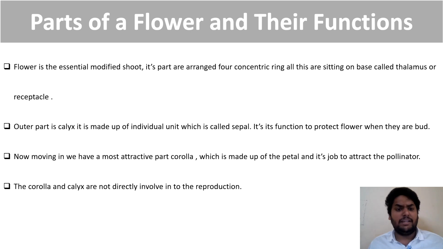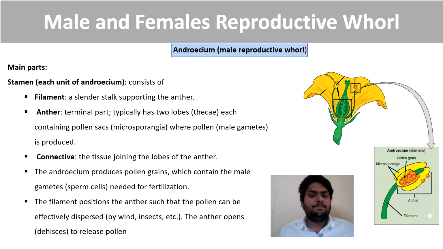What I am explaining, all these things are in notes form. So this is the male reproductive part, and the main part is the stamen. The stamen has two things, the filament and the anther. This is the stamen basically, and this is the filament, and this is the anther.